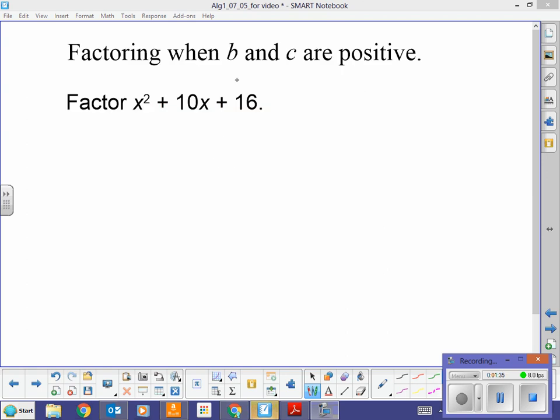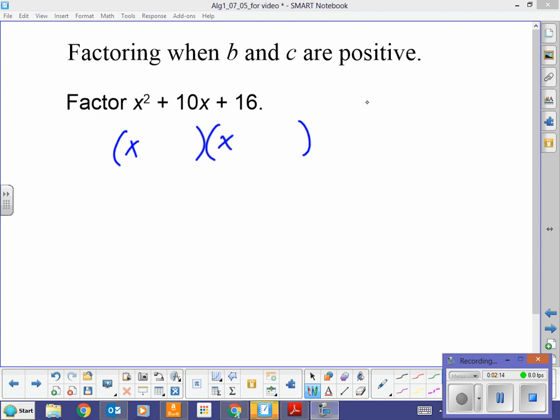Okay, factoring when b and c are positive. So everything's positive, makes things real easy here. So I start with two empty sets of parentheses, and I know that x squared, my first term of the polynomial, is going to be the result of x times x. That's all that can be. Okay. Now, what did we say about these last two numbers here? How do we get these last two numbers? Well, I need a pair of numbers that multiply together to equal 16, but add together to equal 10.